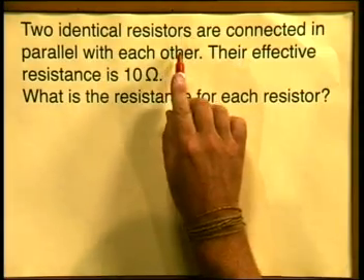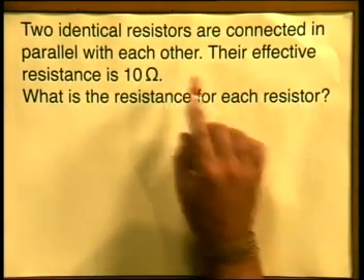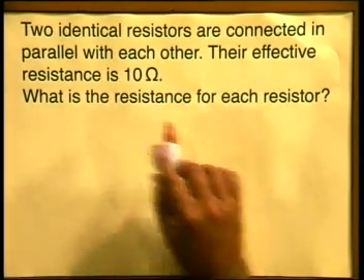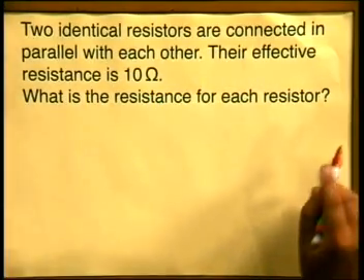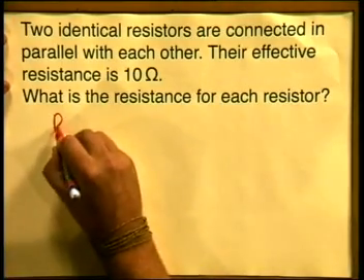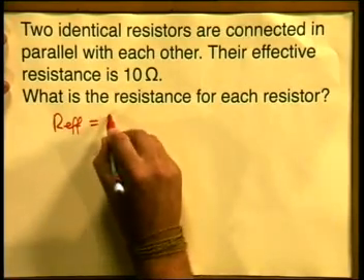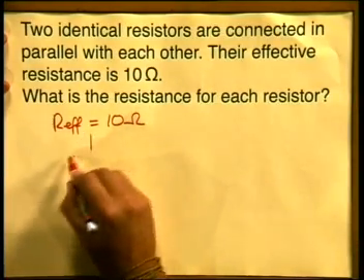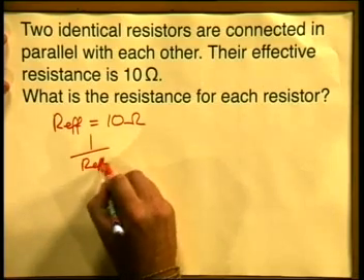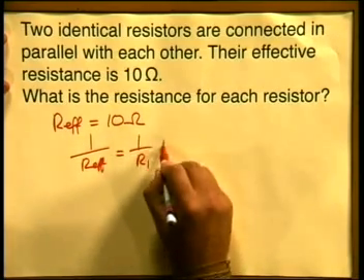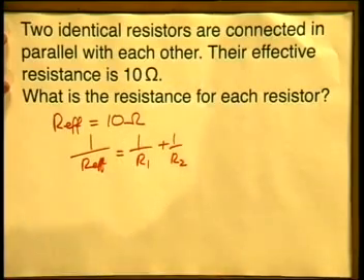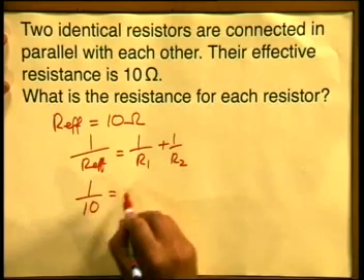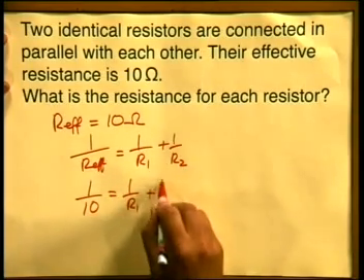Two identical resistors are connected in parallel with each other. Their effective resistance is 10 ohms. What is the resistance for each resistor? Well, let's write down the information. They've told us that the effective resistance is equal to 10 ohms. Let's write down our basic equation. 1 over R effective is equal to 1 over R1 plus 1 over R2. Now let's substitute into the problem. 1 over 10 is equal to 1 over R1 plus 1 over R2.